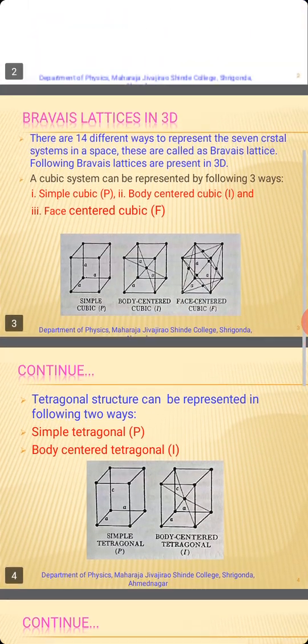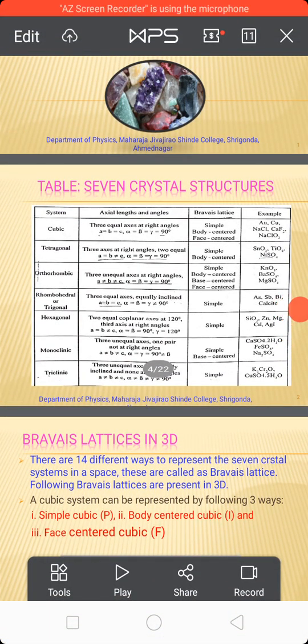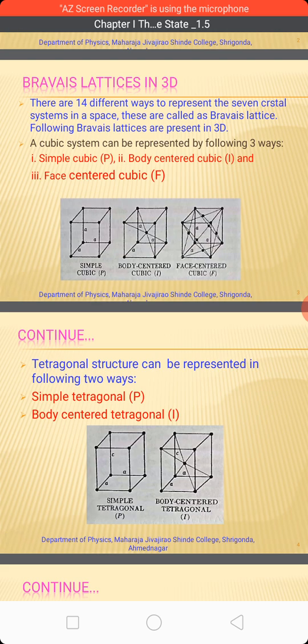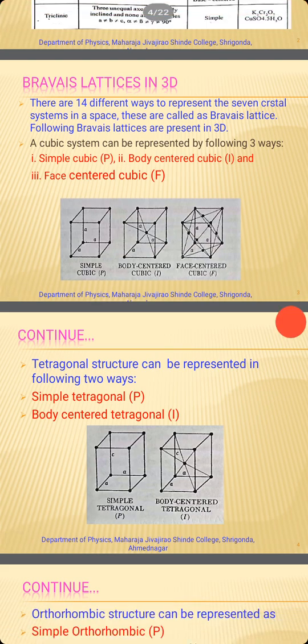Today we are going to see the number of ways in which a cubic system, tetragonal system, orthorhombic system, and remaining systems can be presented in three-dimensional space. If we follow these types of unit cells, then we will observe that there are a total of 14 ways to represent these 7 crystal systems in space, and all these arrangements are called Bravais lattices. One by one, we will see the Bravais lattices present in various crystal systems.